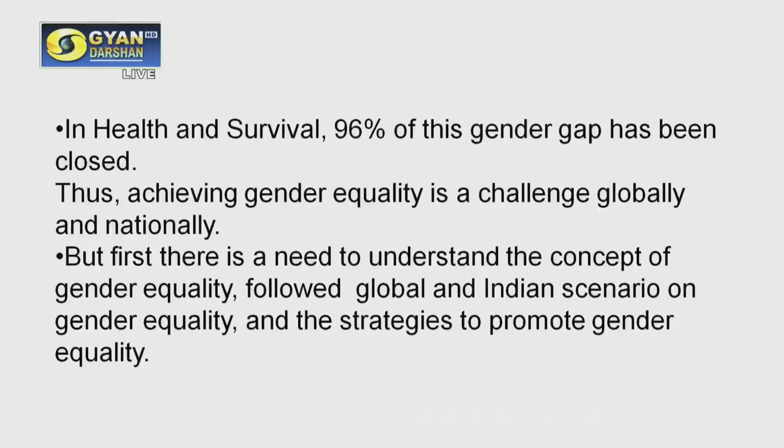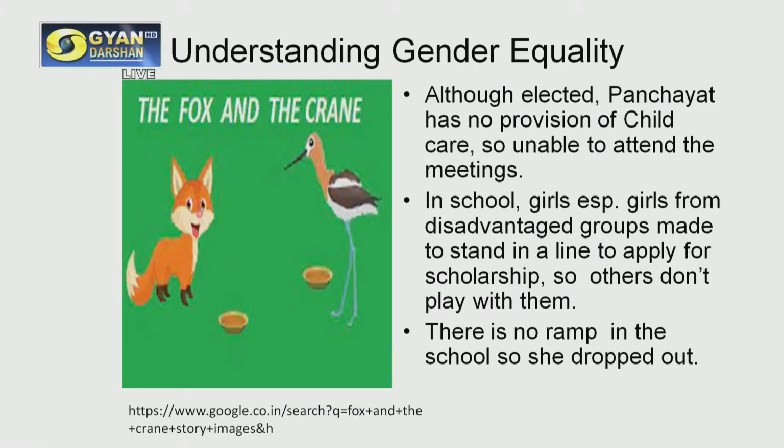The next important thing about the existing gender gap is health. In health and survival, 96% of this gender gap has been closed. Thus, achieving gender equality is a challenge globally and nationally. But first, there is a need to understand gender equality, followed by the global and Indian scenario on gender equality, and the strategies to promote gender equality. That is important. If you look at this picture, we will be able to understand what it tries to talk about.